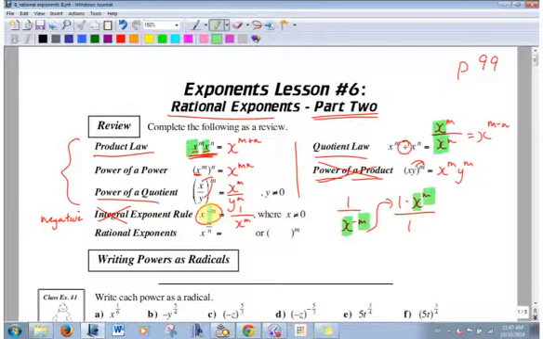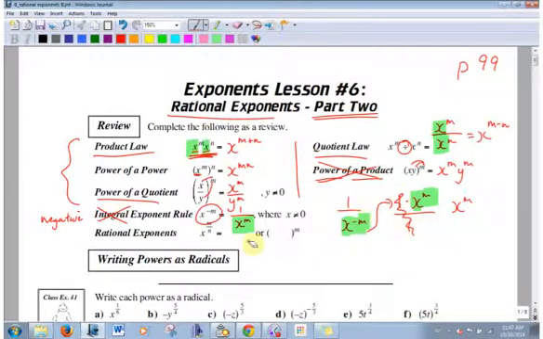If it's on the top, you flip it to the bottom to make it positive. If it's on the bottom, you flip it to the top. Do I need those ones there? No. 1 times that is just that, and over 1, it's just that. So I don't need all those.